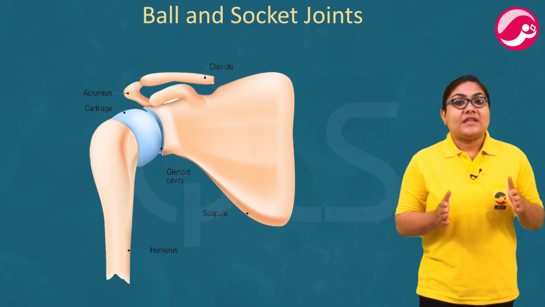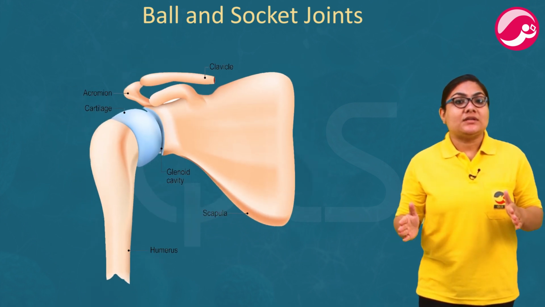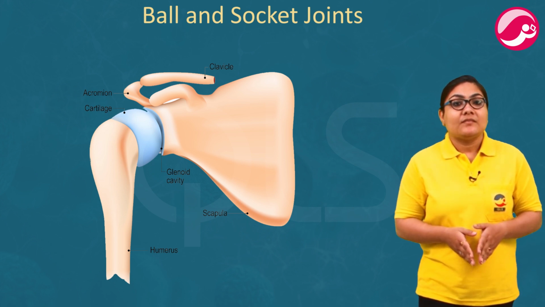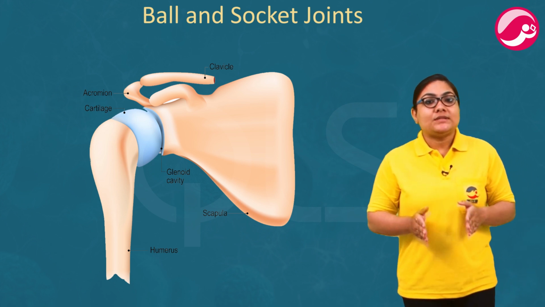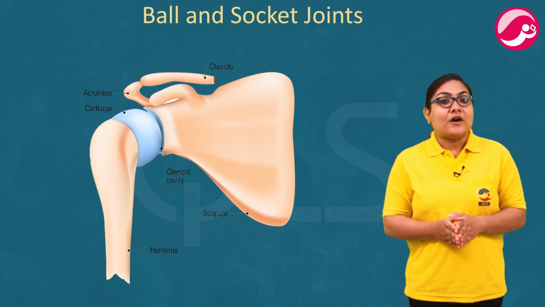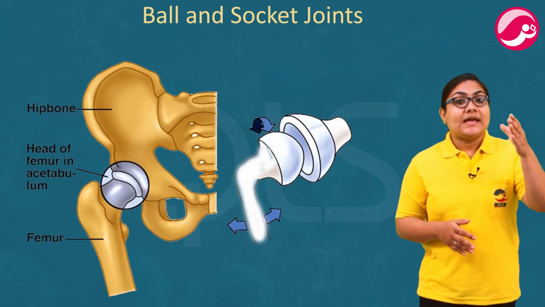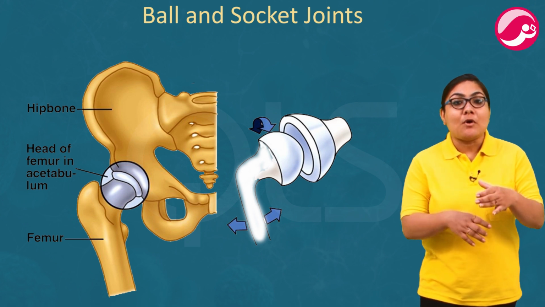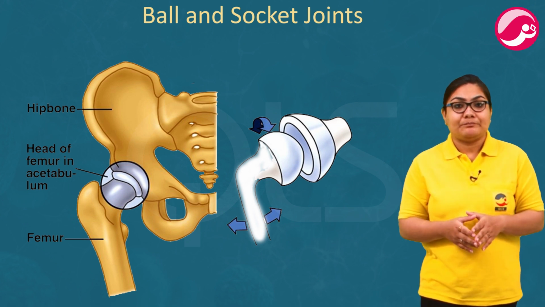The upper arm, that is the humerus, and shoulder, that is the scapula, are connected using the ball and socket joint. Another example of a ball and socket joint in humans is found in your hip. Here, the head of your upper leg or femur bone fits into a pocket created by your pelvis.